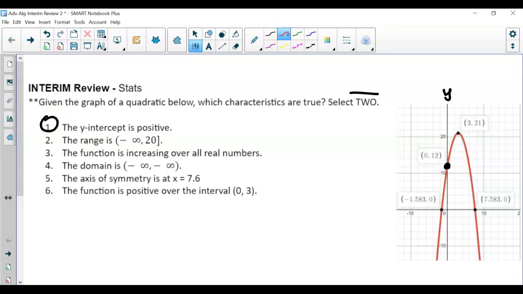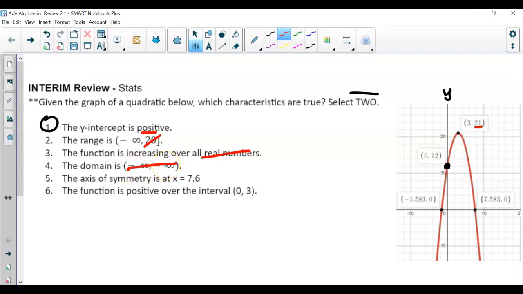Now looking at our range. Our range is saying we're starting below, which yes, is in the negative, and stopping at 20. But notice, are we going up to 20? No, we're even going past 20 up to 21. That's our highest y, so that is not our range because it's going up to 21. The function is increasing over all of this? It's increasing, but then decreasing. So no, that is also false. The domain, nope, that is not negative and negative, right? We could have all reals, but our x values are not going to be negative, negative.